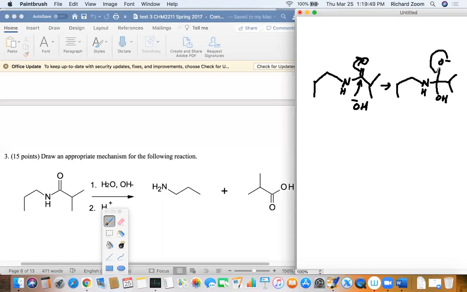And then the negative charge comes down and kicks out the leaving group.